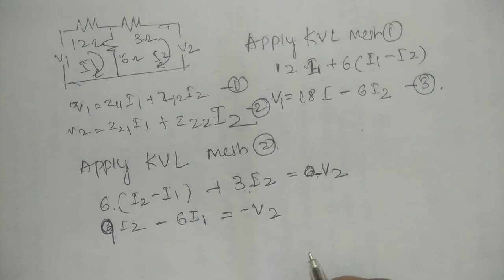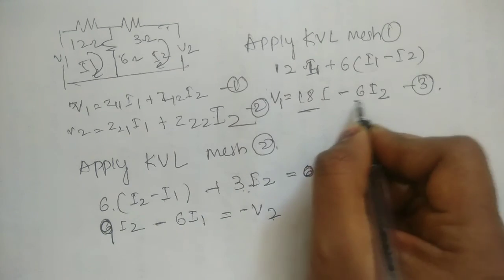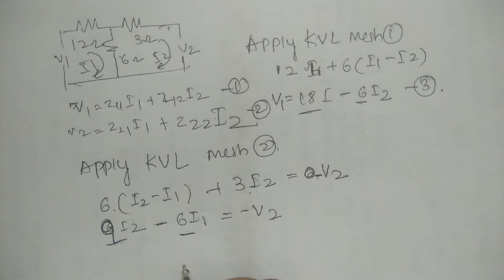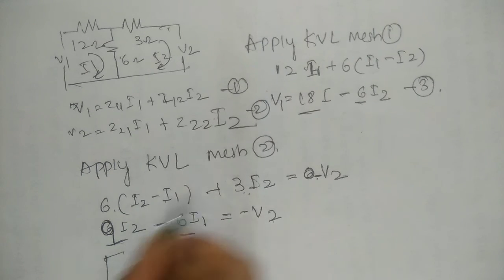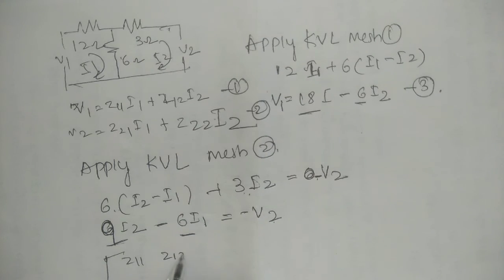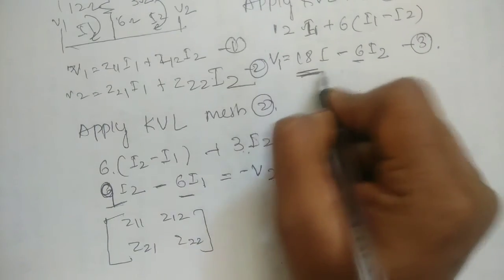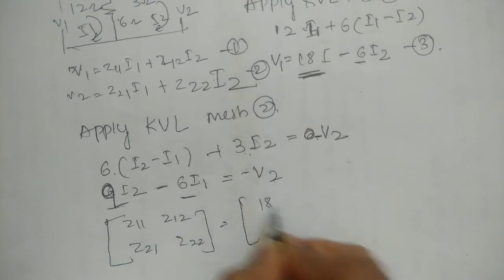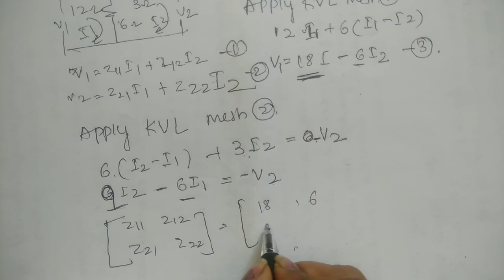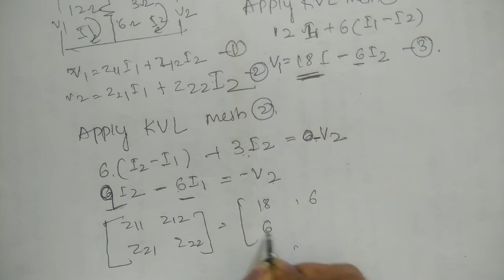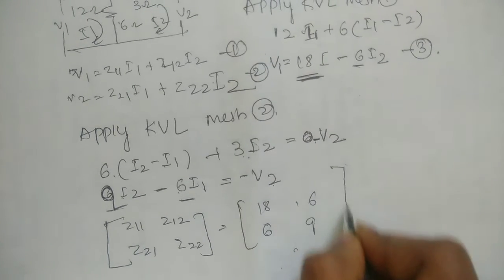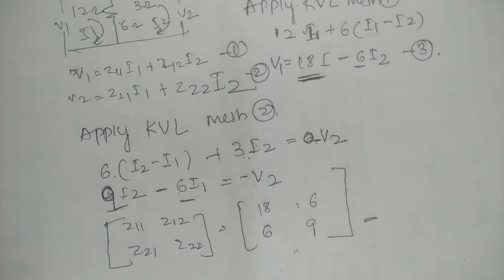Now we can take it for V1 equals 18, 6, 9, 6. Right. The minus term we can neglect and we can take it as the Z parameters. Z11, Z12, Z21, Z22. Z11, V1 equals what is that? 18, 6. I2 it is. I1 is 6, I2 is 9. This is a Z parameter.